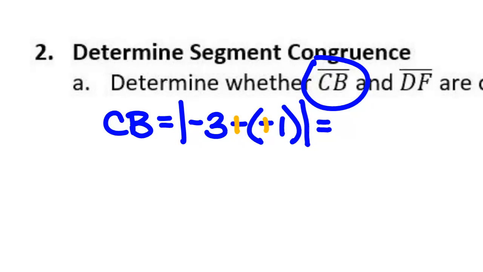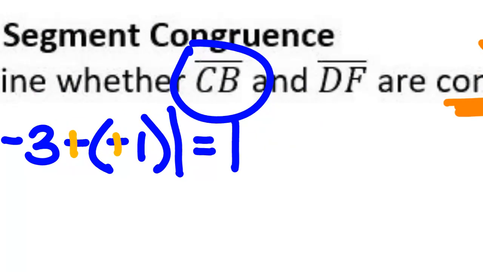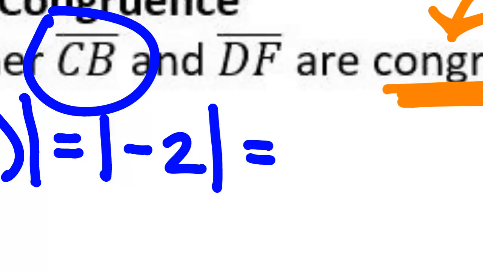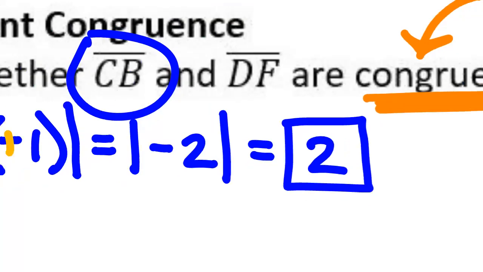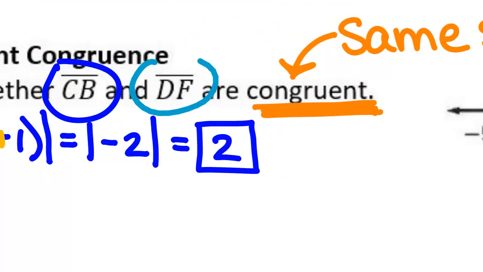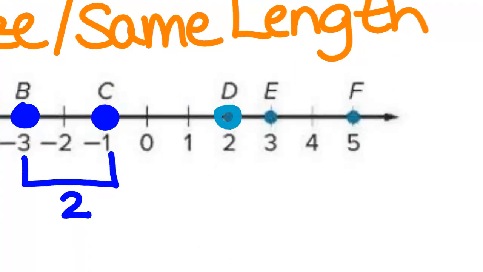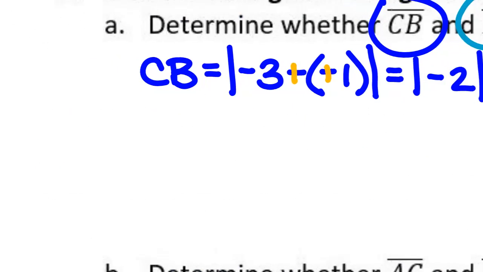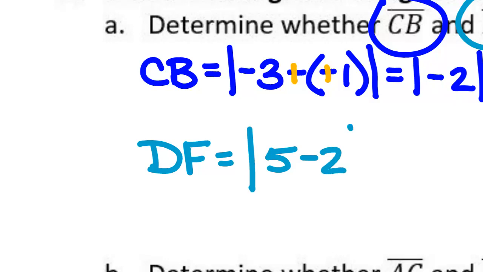What is negative 3 plus 1? Negative 2. And the absolute value of negative 2 is 2. So this segment is 2 units long. And then we also need to find the length of segment DF. So from this point right here, D, over to this point right here, F. From D to F, that's the absolute value of what goes inside the bars? 5 minus 2, or 2 minus 5.